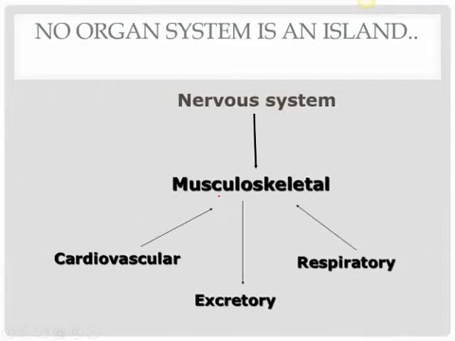Now, to answer your question, you asked, do all the systems have the same function? They don't have the same function, but they have to work together, because only if they work together do they actually enhance the function of the other system. And that's what I mean by no organ system is an island. That means it cannot function just by itself. It has to help and seek help from the other organ systems.